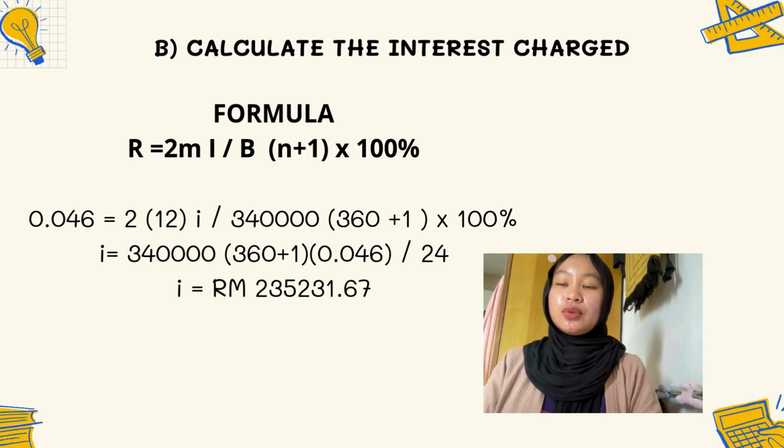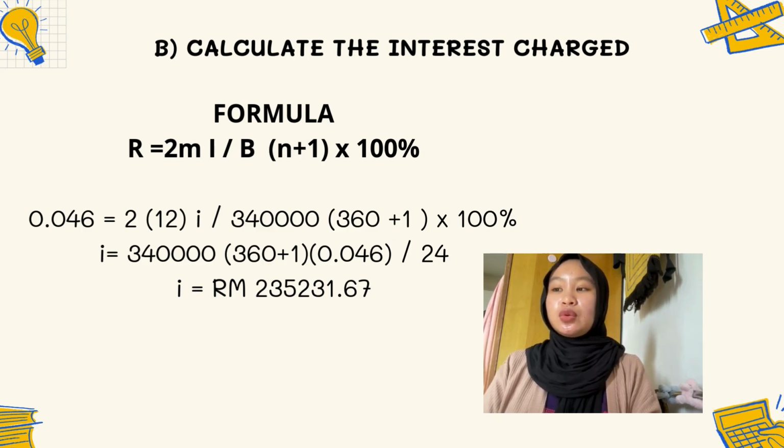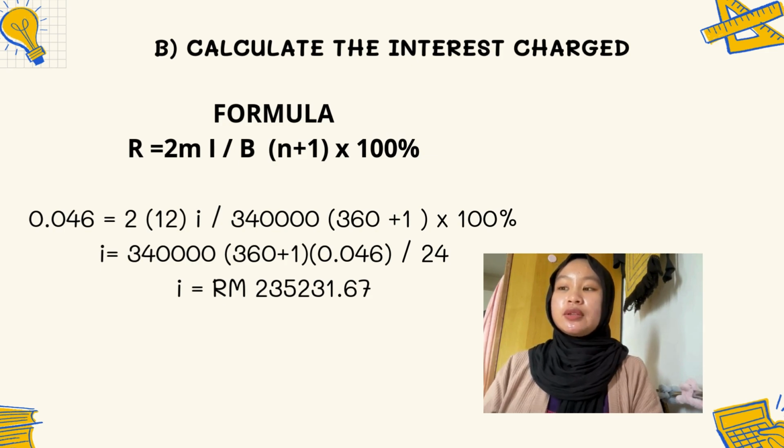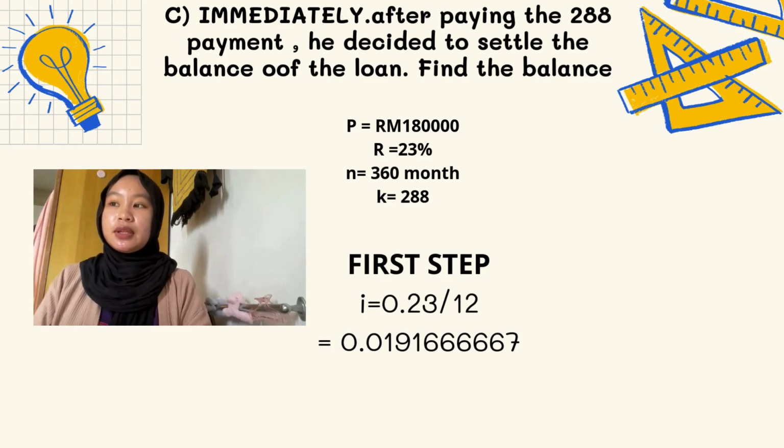0.046 equals 2 times 12. I divided by 34,000 times (360 plus 1), then multiplied by 100%. I equals 34,000 times (360 plus 1) times 0.046 divided by 24. The answer for I is RM 235,231.67.